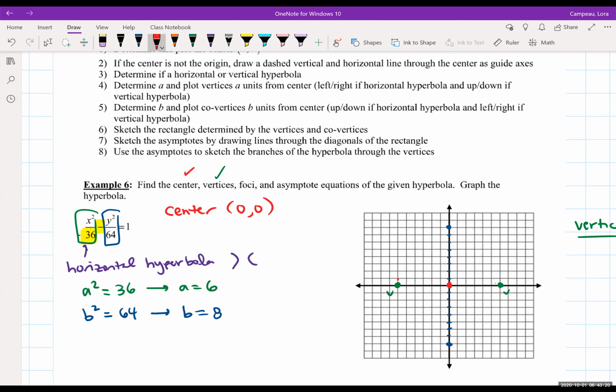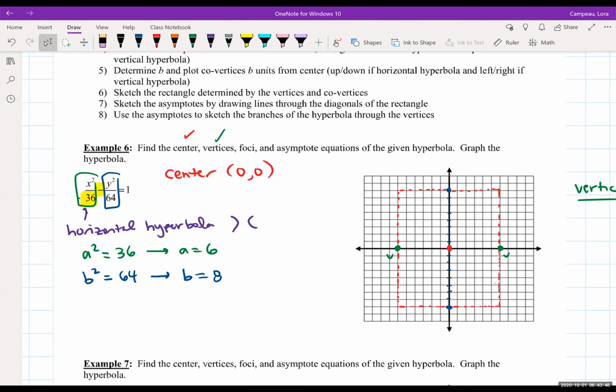Basically, you're just going to draw a dashed line as tall as the highest point and as wide as the vertices in this case. The little dashed box to help us. Realizing it's not really part of the graph, but super important because it determines how wide or narrow your branches are. So here we have our box. From our box, we also have our asymptotes. Remember, all you have to do is draw a line connecting each corner through the center.